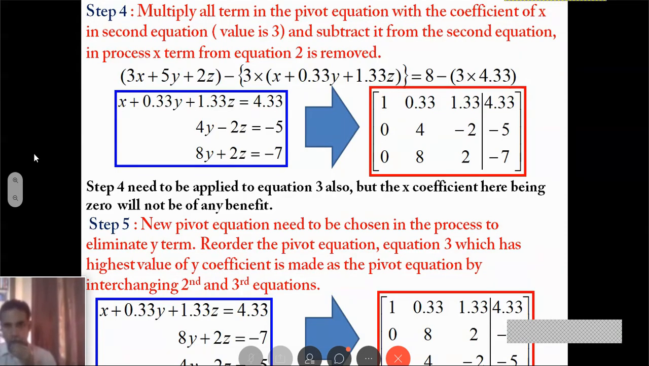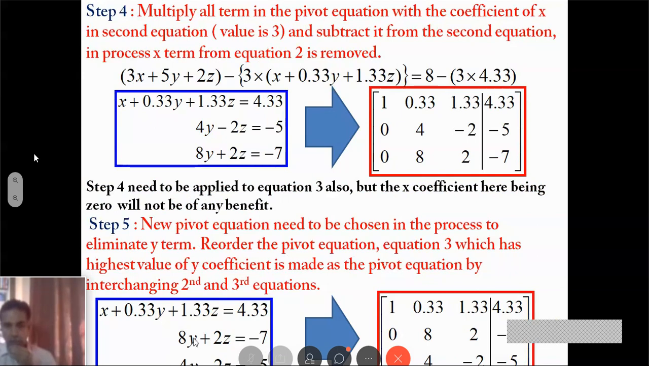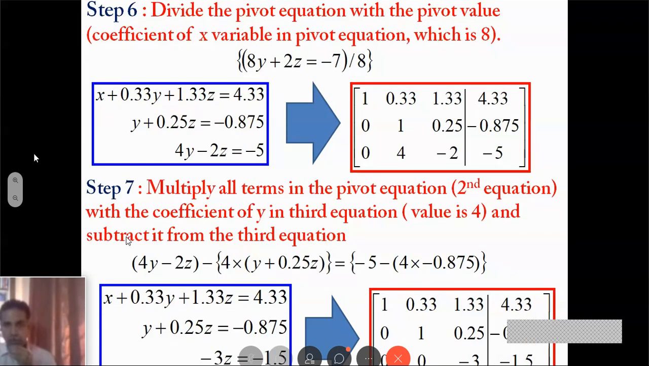Yes. So we can divide that equation, this equation, by 8y. We are dividing this equation with the coefficient of y, that's 8. We get y minus 0.25z equals minus 0.875. Corresponding change will happen in your matrix too. So now this is your pivot equation. You are operating upon that.